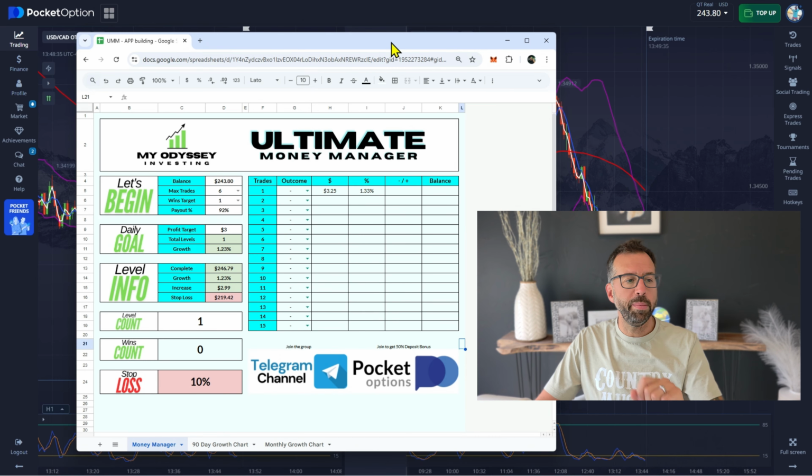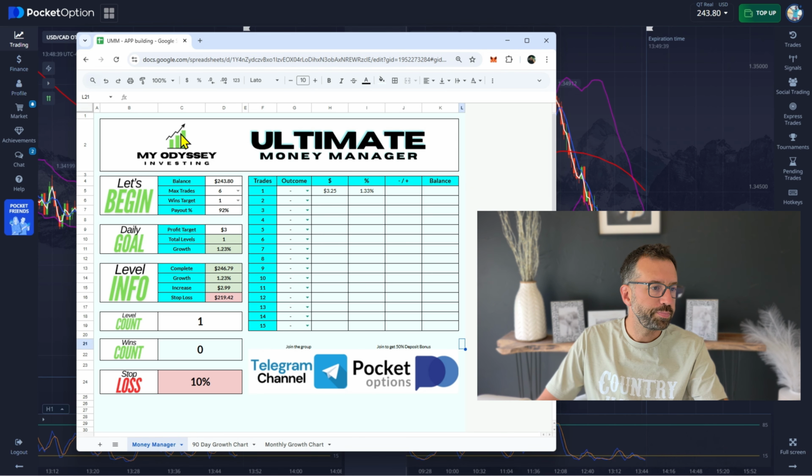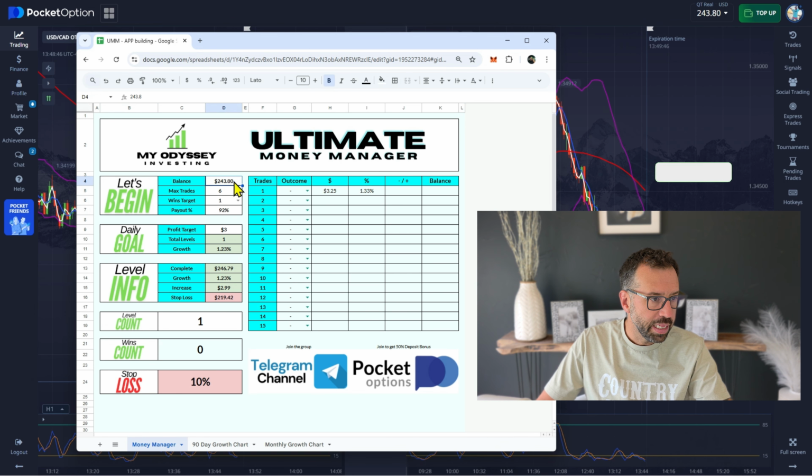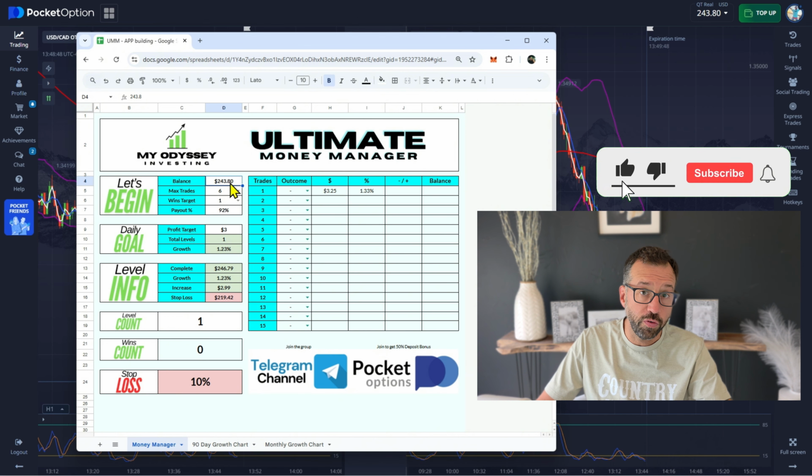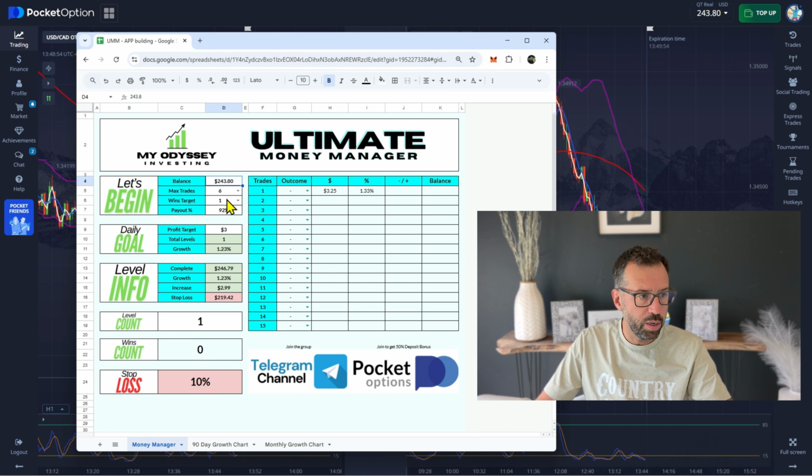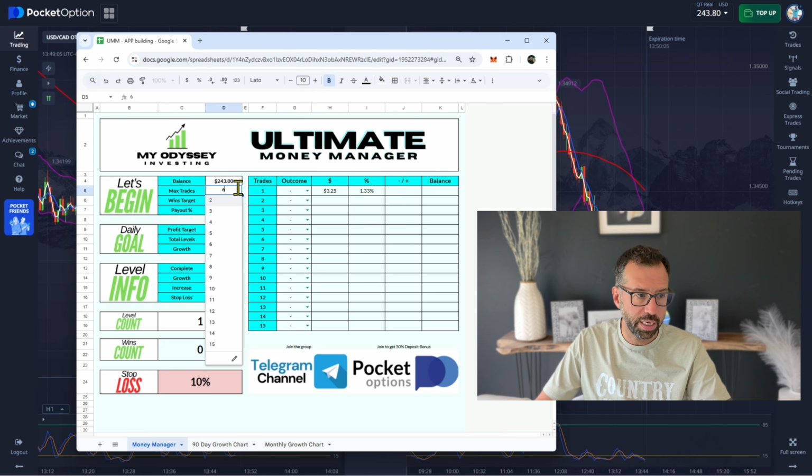Let's start with the Ultimate Money Manager because this is the key to growing your account. All right. What we're going to do first, we are going to enter in the Let's Begin category. Let's Begin means what is your balance? 243.80 is my balance right here. I am going to try to win 1 of 6, and I'm going to use payouts of 92%. So I'm going to find charts that only have 92% payouts. You can change this to whatever you want, okay?